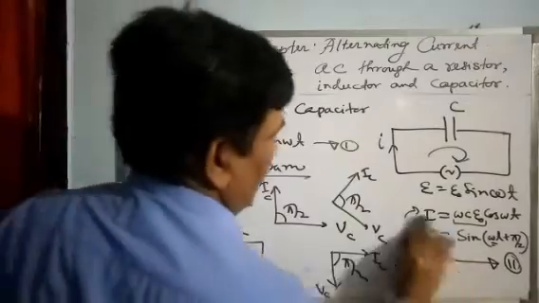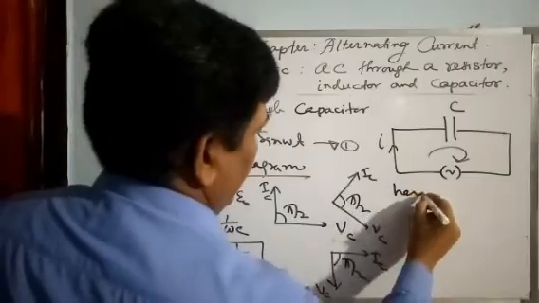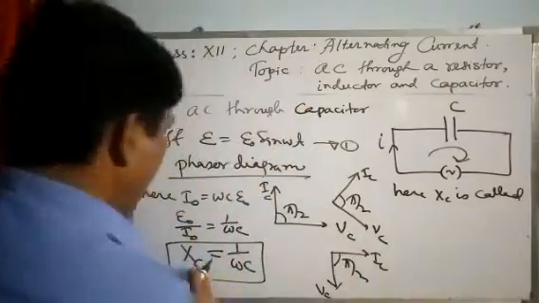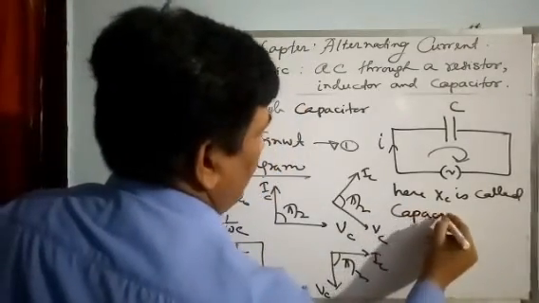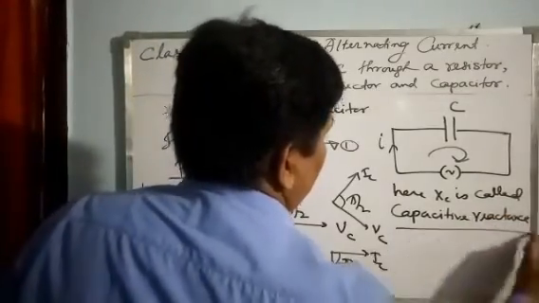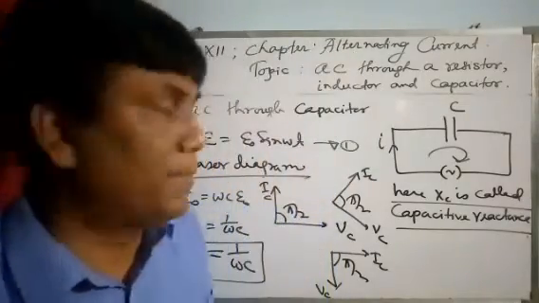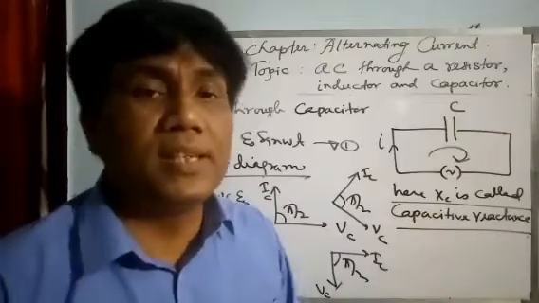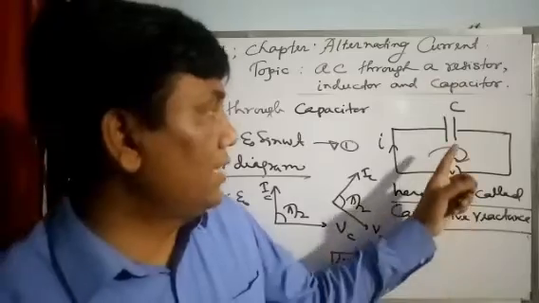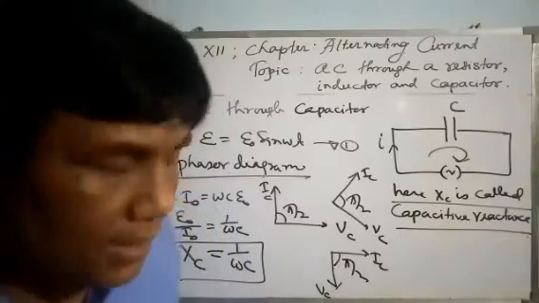Let me wrap this part, guys. Here XC is called capacitive reactance. And if somebody asks you what reactance is, you can say reactance is the property by virtue of which a capacitor opposes AC or an inductor opposes AC. If it is a capacitor, we call it capacitive reactance. If it is an inductor, we call it inductive reactance.